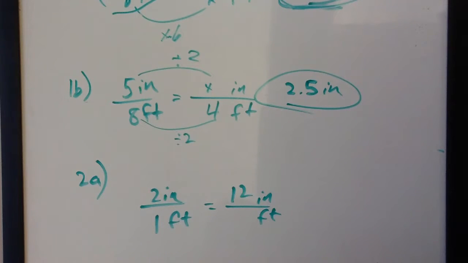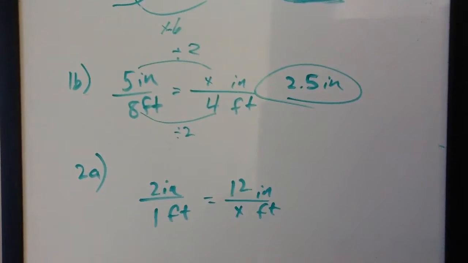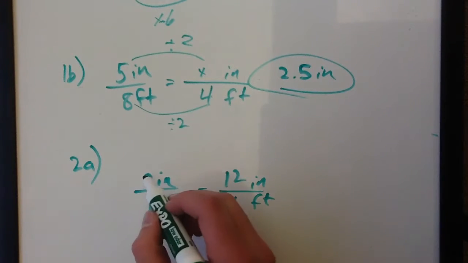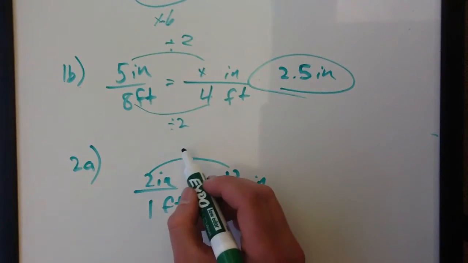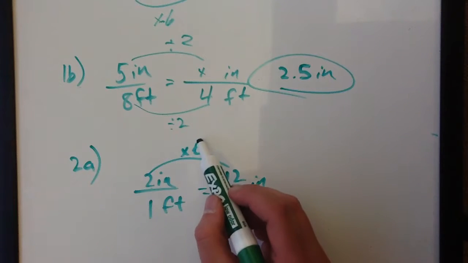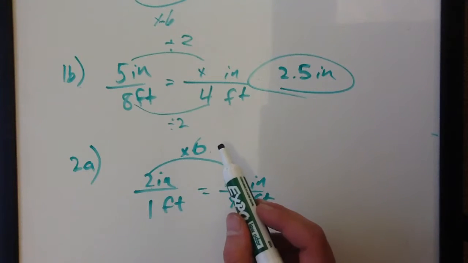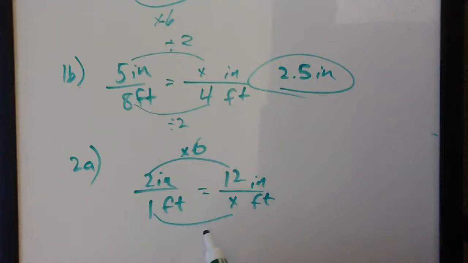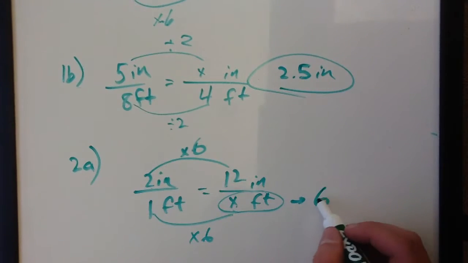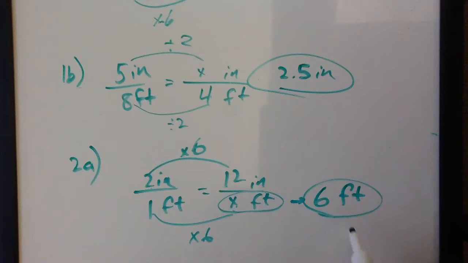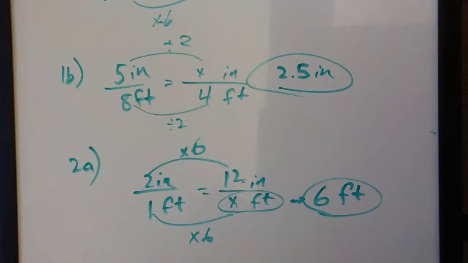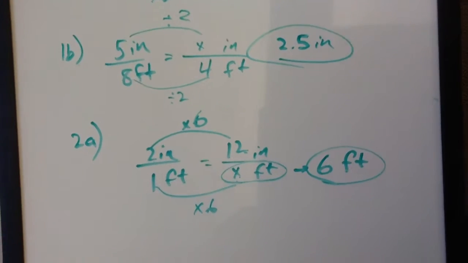And I want to know, question 2A, how long is the actual window? So we're looking for this unknown number of feet. Again, I can cross multiply and divide, or I can say, how did I get from 2 to 12 up top? Well, I multiplied by 6. 2 times 6 is 12. So if I multiply by 6 on the top, I multiply by 6 on the bottom. 1 times 6 would give me this unknown number of feet. 1 times 6 is 6. So if the window in the blueprint is 12 inches, the actual window is 6 feet.